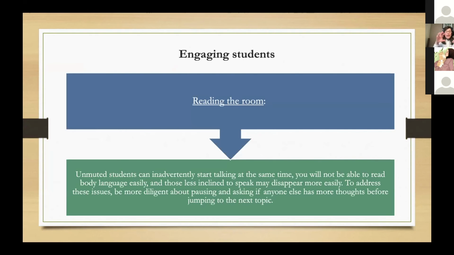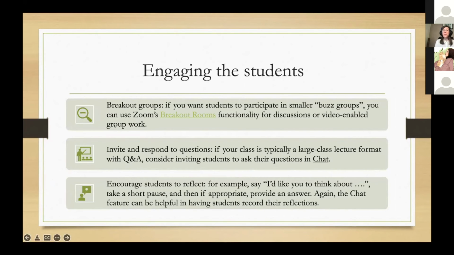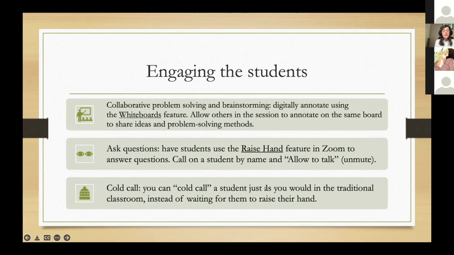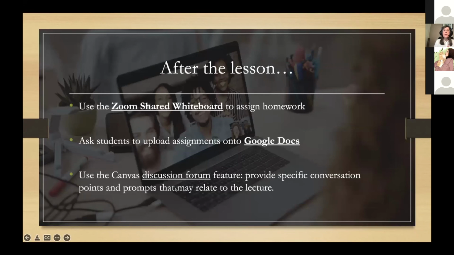Read the room. Even online, you have to make sure that the students take their turn and they all get an opportunity to talk. So for example, make sure you use breakout rooms for the exercises, invite and respond to questions using the chat, encourage them to reflect. For example, say, I'd like you to think about, use the whiteboard so they can write on the whiteboards as well, use the raise hand tool on Zoom, and even cold call the students. You can ask one of them a question in the session, and that ensures that they're all participating.